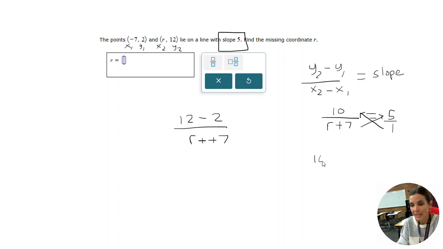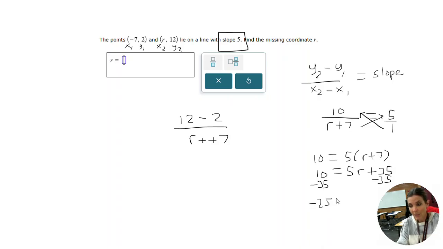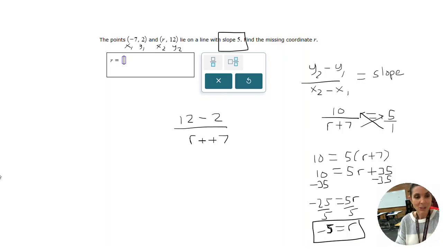So 1 times 10 is 10. And then we're going to have 5 times r plus 7, which gives us 5r plus 35 equal to 10. And now we can solve for our r by subtracting 35 from both sides. So negative 25 equals 5 times r, and then we divide by 5, and we get that r is equal to negative 5. That's a funky looking 5, isn't it? Okay, so negative 5.